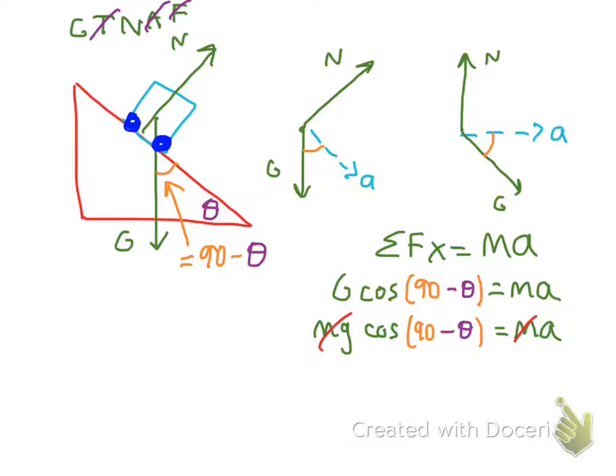gravitational force. We do cosine of the angle between the gravitational force and the acceleration, which is the angle between the gravitational force and the ramp, which is not the angle of the ramp. It's actually 90 minus theta. So we use that for our cosine of the angle. And then the gravitational force is equal to little m, little g, and the masses end up canceling out. And this is the process you could use to get to acceleration.